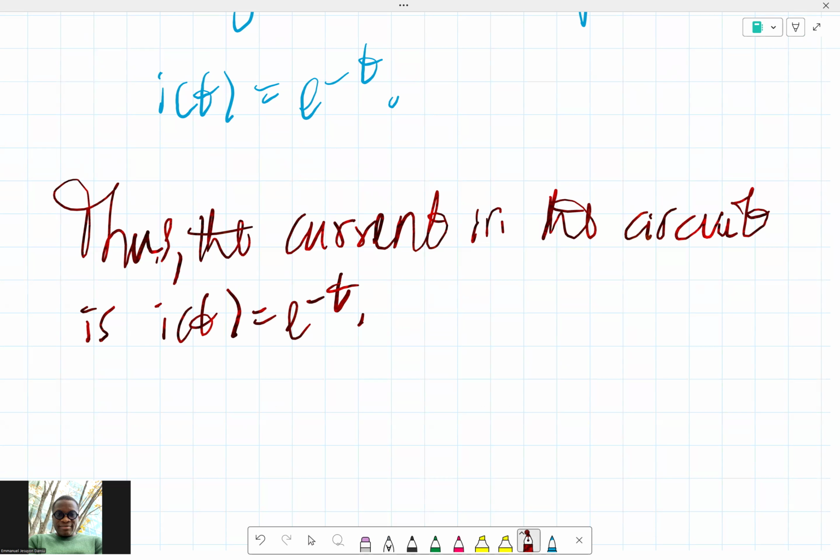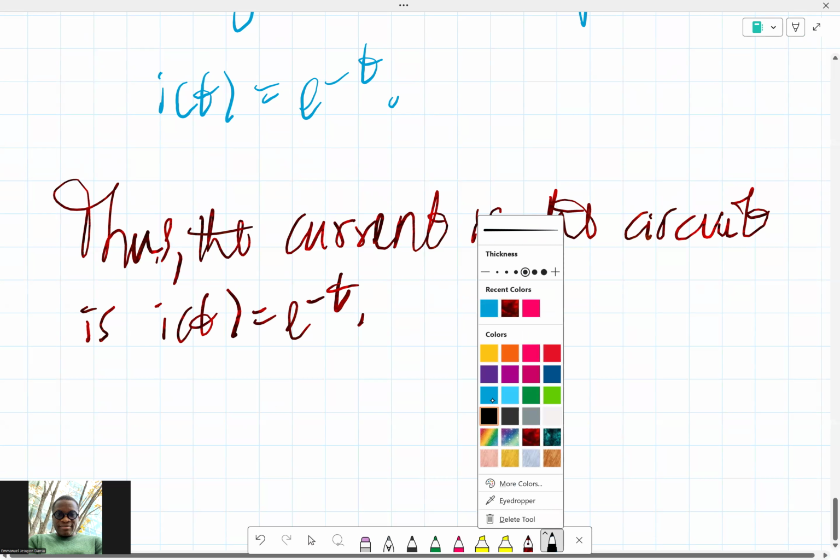So that's for an RC circuit. Let's check what happens in the case of an RL circuit.